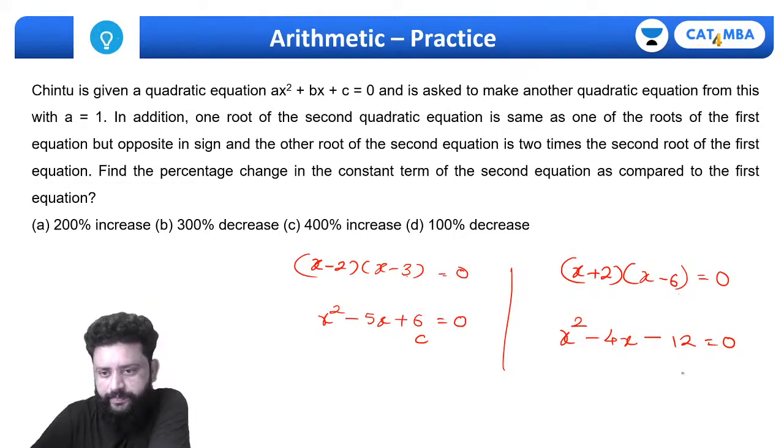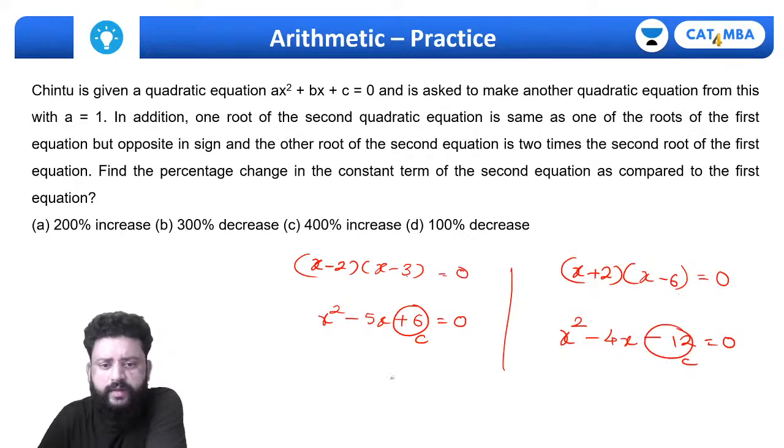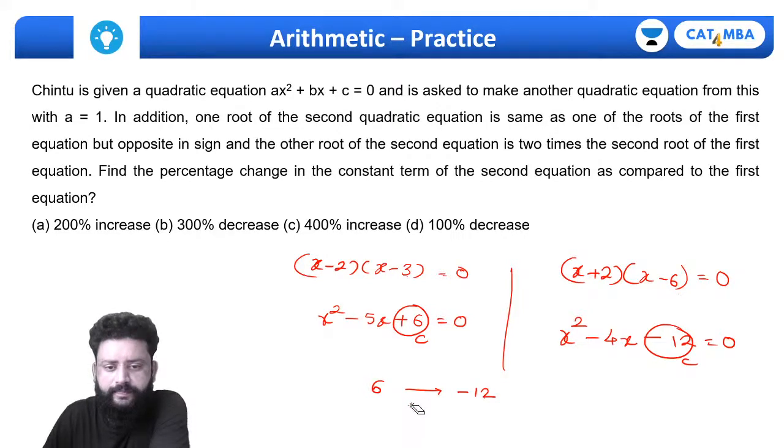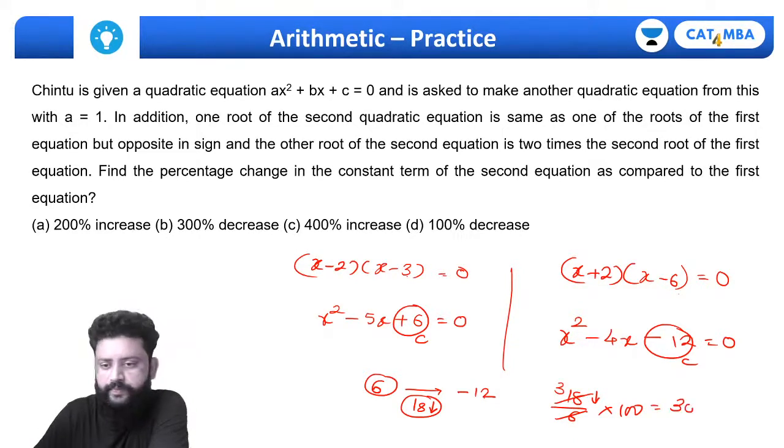Now look at the value of c. This is 6 and this is minus 12. Means originally it is 6, now it is minus 12. So 6 to minus 12, it is decreased by 18. Decreased by 18 compared to what? Compared to 6. So decrease of 18 compared to 6 into 100. If you do this, you'll get the answer as 300%.